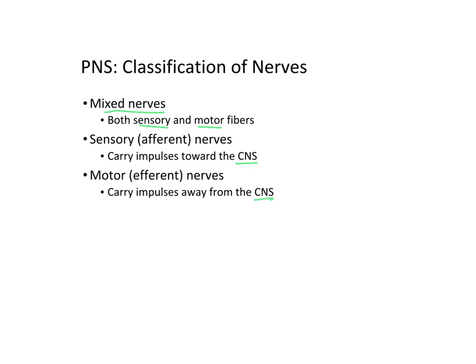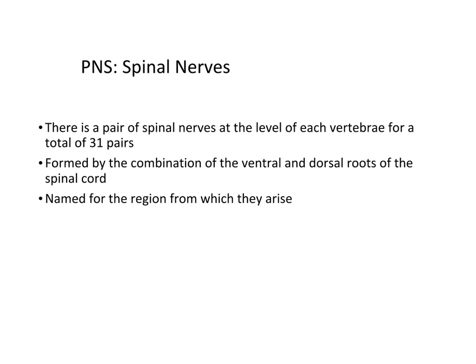central nervous system. Across the length of the spine, there are 31 pairs of nerves that leave the spine at each vertebrae, and they're formed by a combination of the ventral and dorsal roots of the spinal cord, and they're just named for the regions from which they arise.